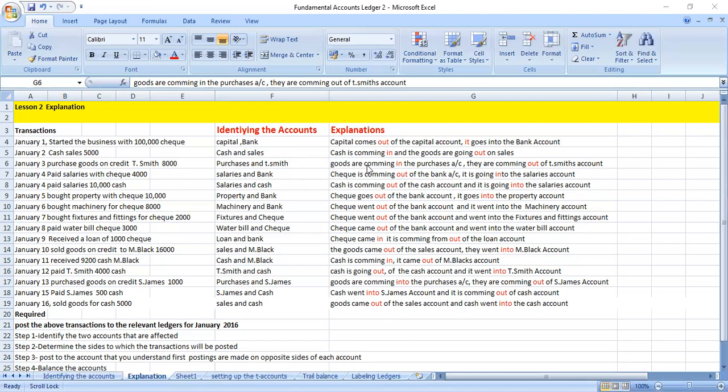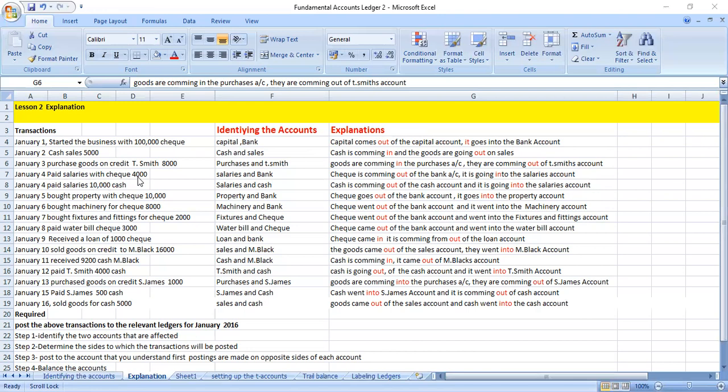Well, goods are coming in because we made the purchase. So it's going to be coming on the inside, which is the debit side of the purchases account, and they are coming out of T. Smith's account. And so it's going to be on the credit side of T. Smith's account, on the outside, because the goods are coming from T. Smith, so it's coming out of his account. So we are recording it on the outside of his account, on the credit side, to show that the goods are coming from it.